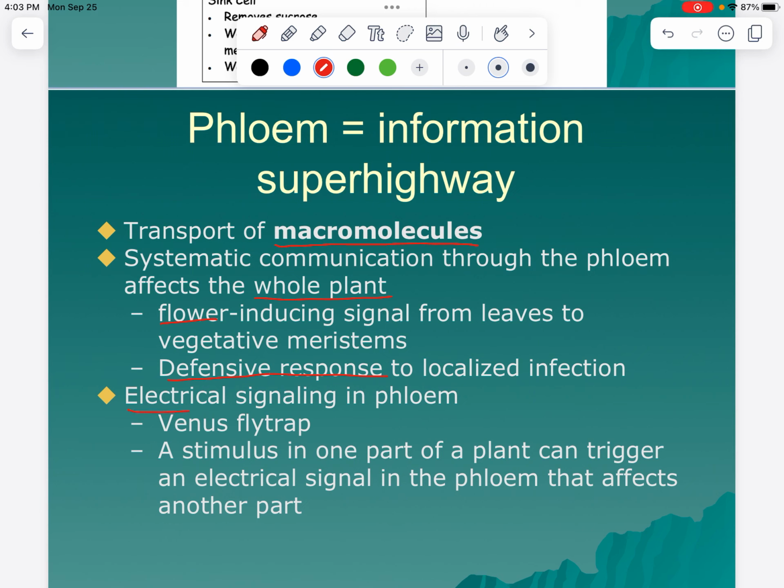Another thing is that the phloem is used for electrical signaling as well. So electrical signals also travel within the phloem. So in the case of the Venus flytrap, it can actually sense prey sitting on the leaf, and electrical signals will be sent down the plant to cause the leaf to curl up whenever there is prey sitting on the leaf. So that's another interesting function of the phloem.